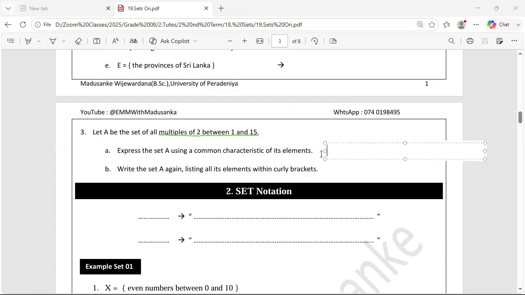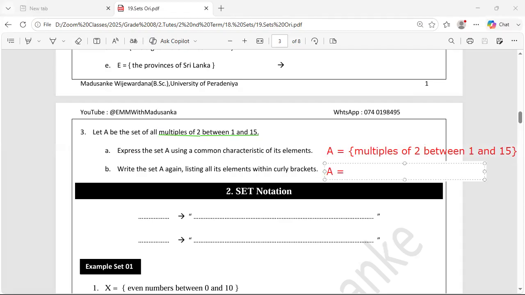let A, the set name is A. A equals open curly bracket. Within the curly bracket, you have to write the description: multiples of 2 between 1 and 50. Now I think you know how to write the second one. Write the set A again, listing all its elements within curly brackets. Very easy. Do it fast.